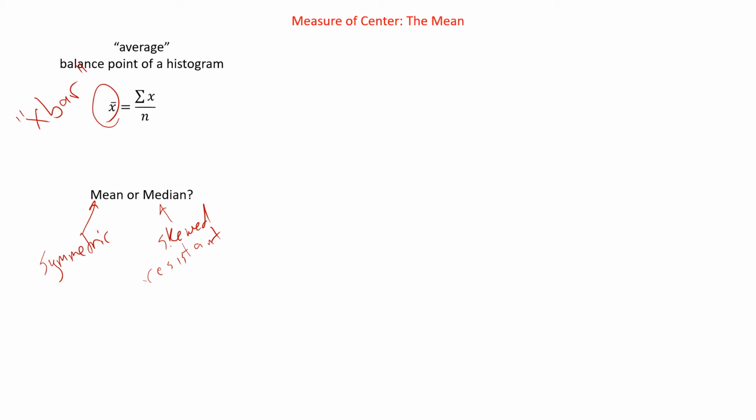Because what happens is if you have an outlier, it doesn't really change the median much. It might move it a tiny bit, but not much, because it's resistant to outliers. A mean, however, if you have an outlier, it's going to move the mean a ton.